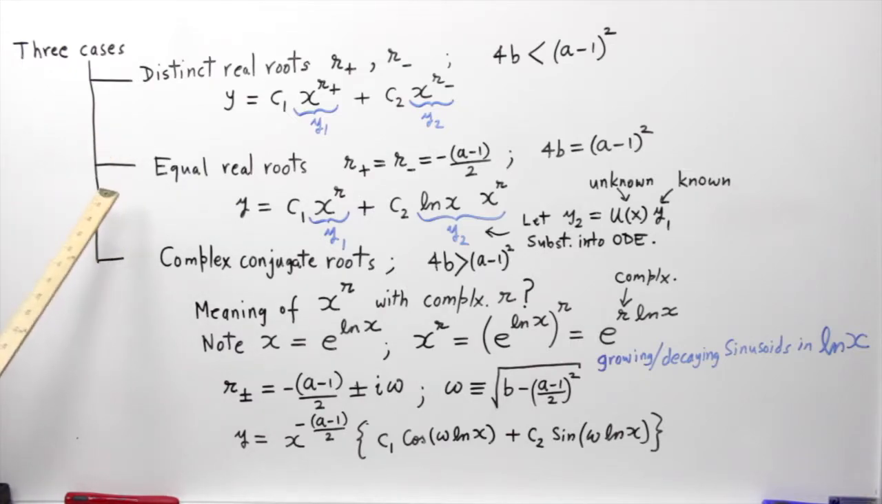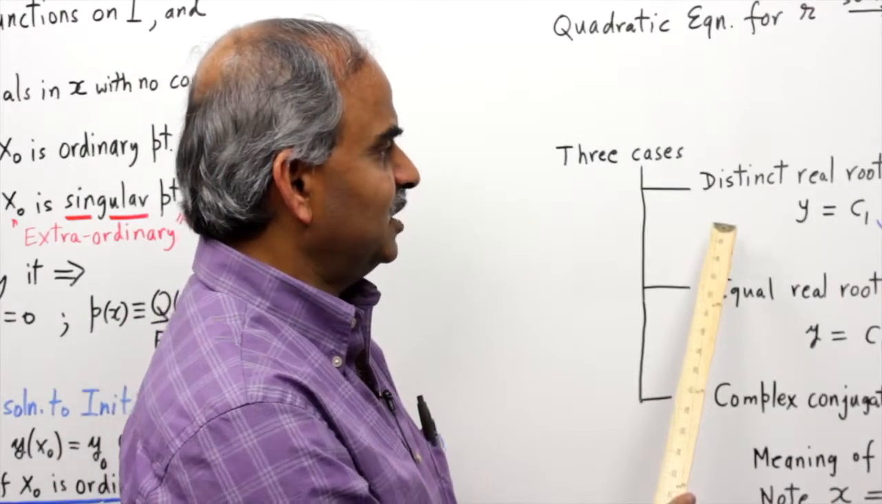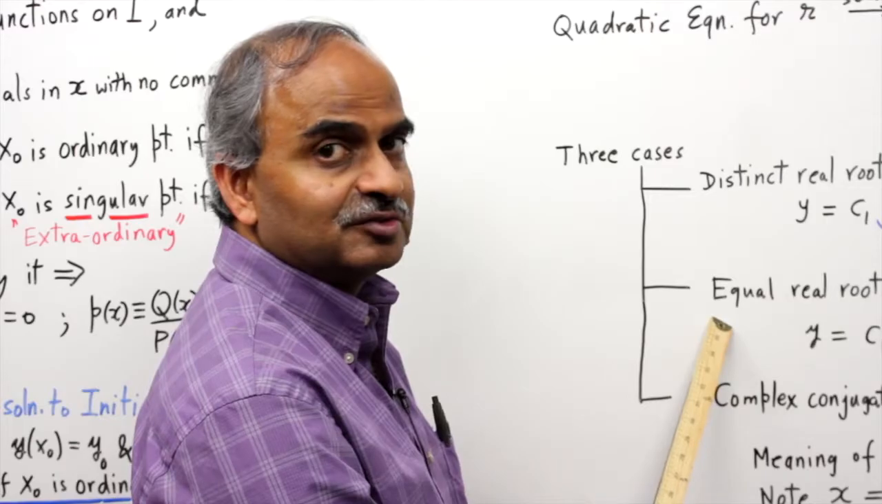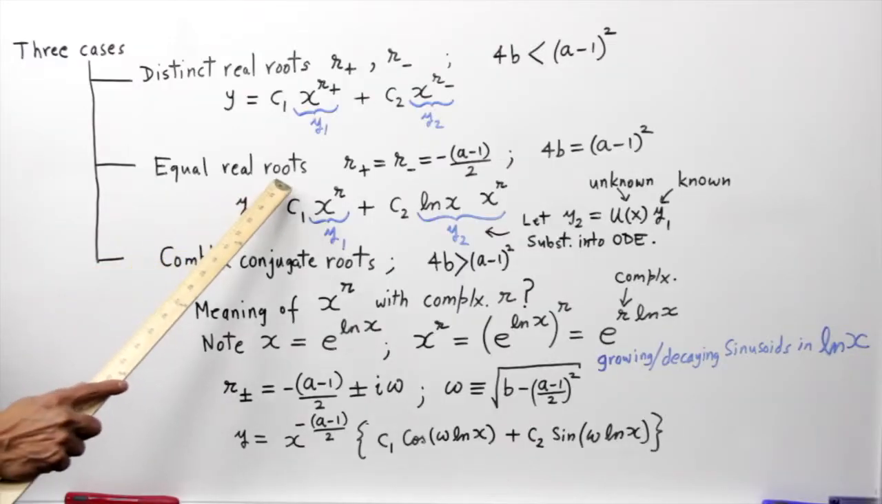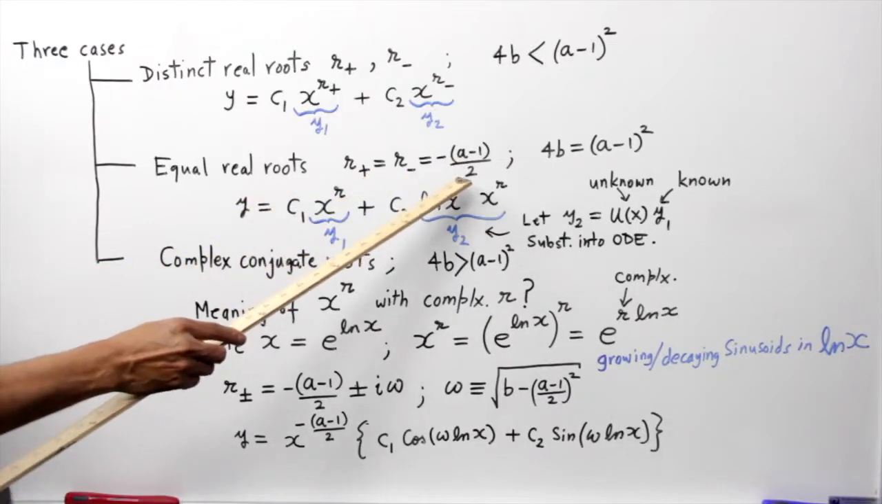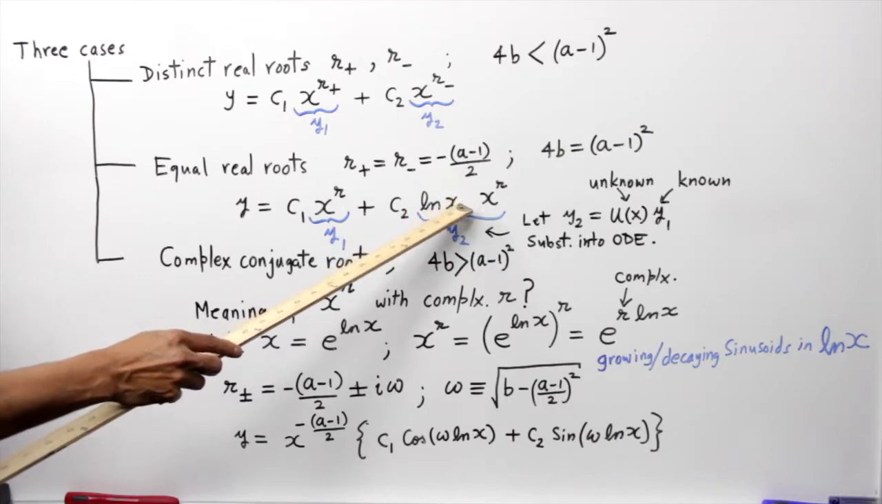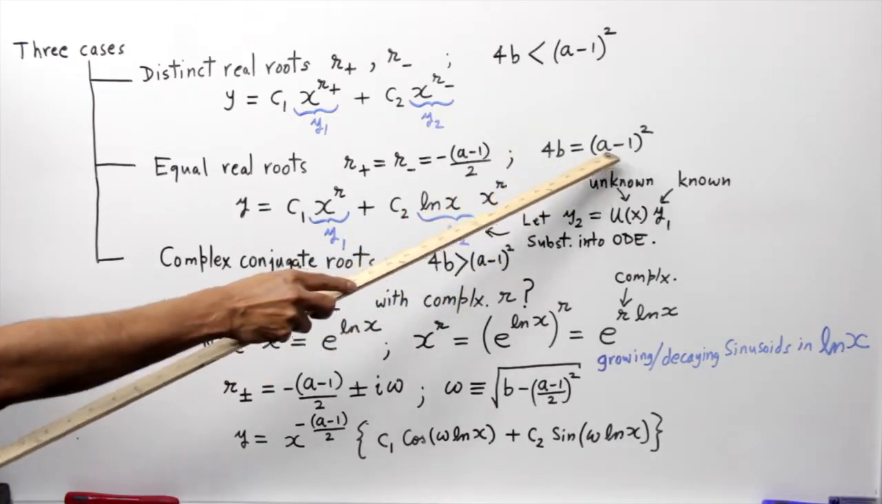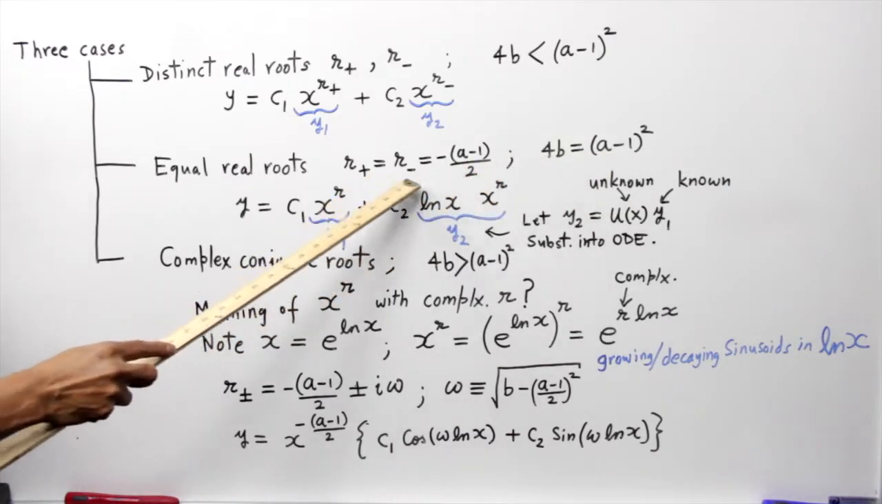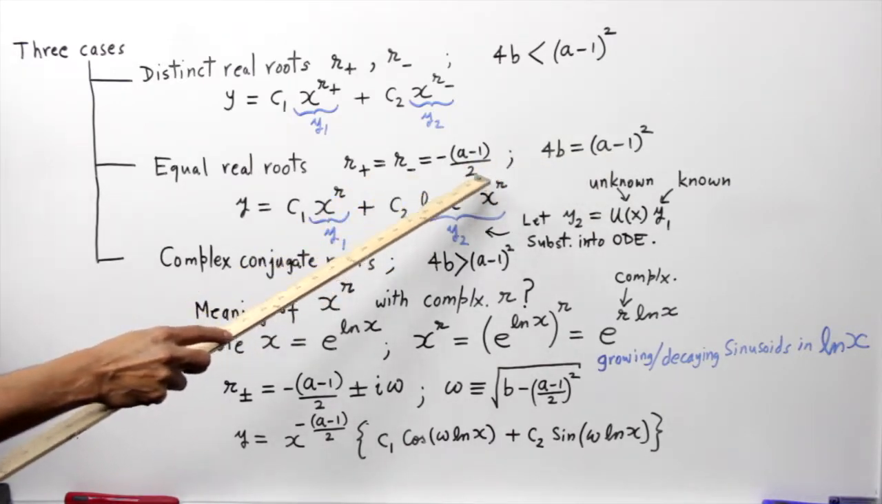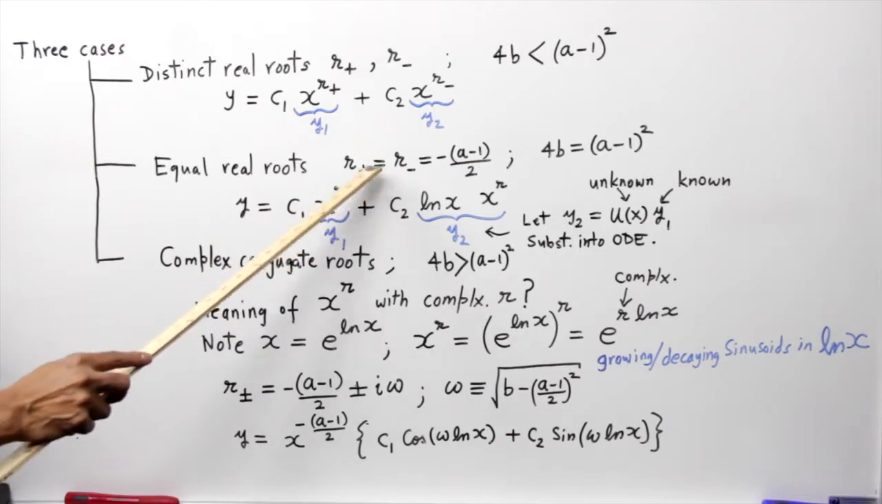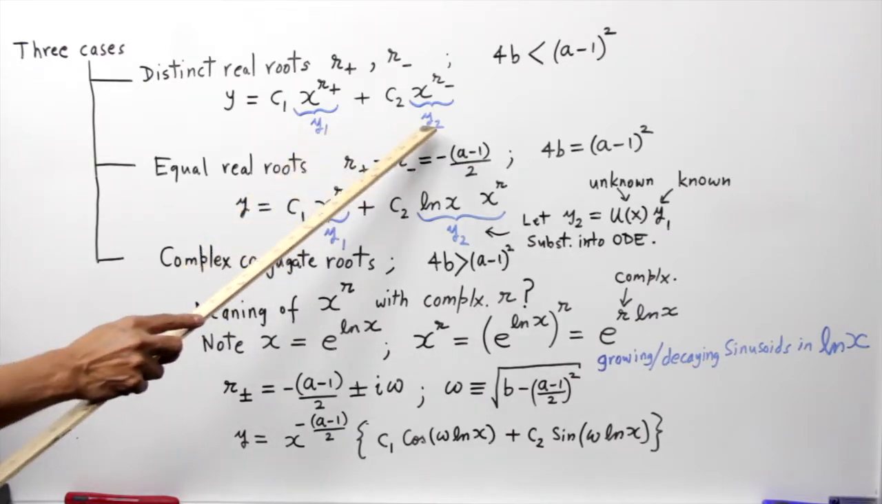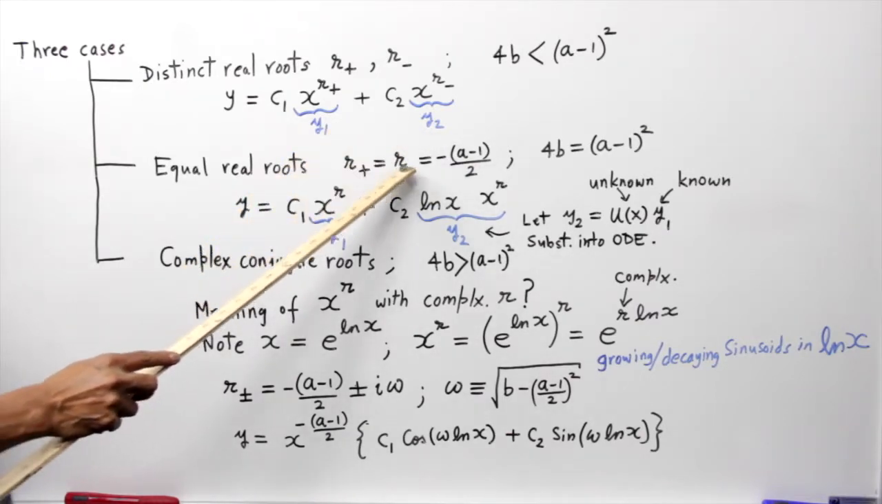Okay, so let's consider the other two cases. We have the possibility of the real roots becoming equal. That would happen if the quantity inside the square root sign vanishes identically, which is exactly this condition. When the coefficients match in this way, the two roots are equal and equal to this number here. And so then the two solutions, like we had discussed before, become the same solution.